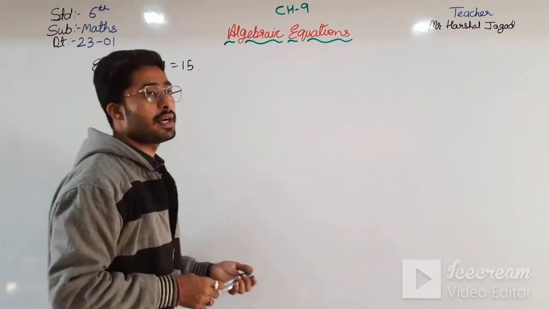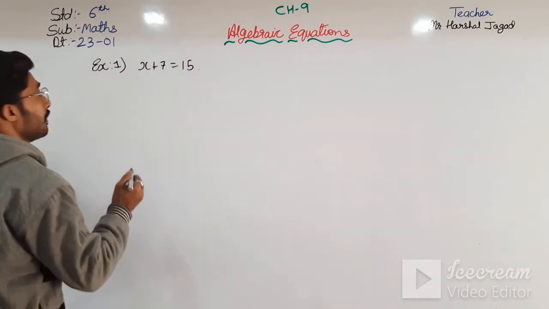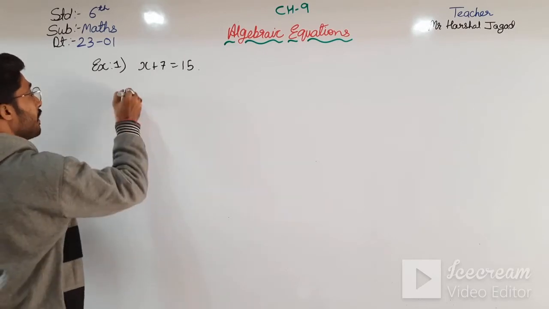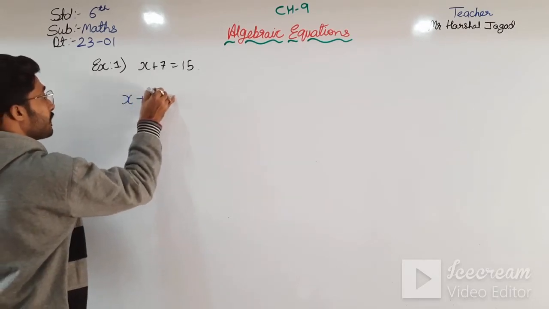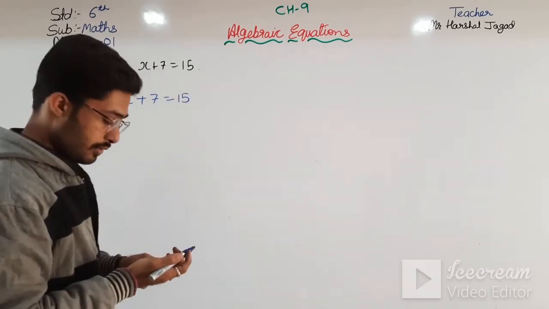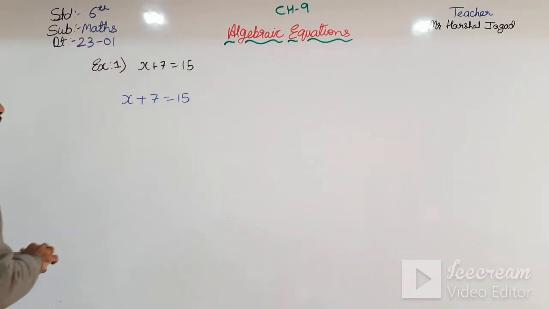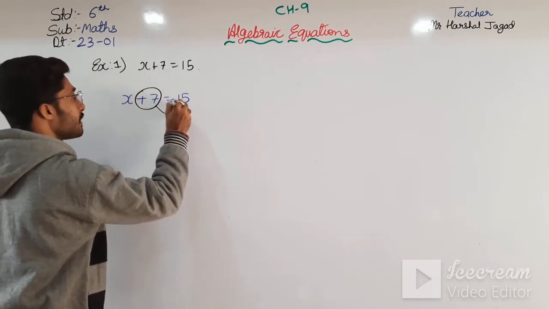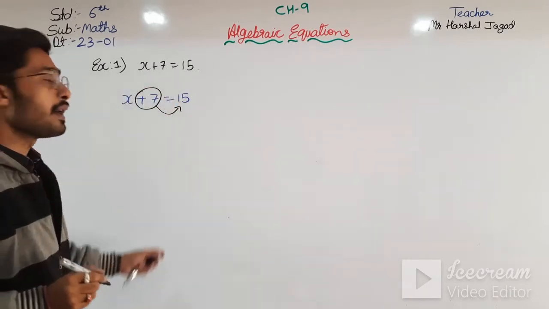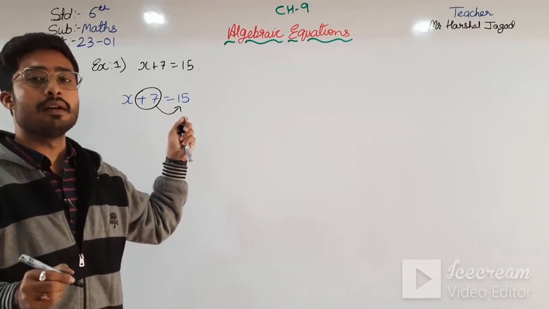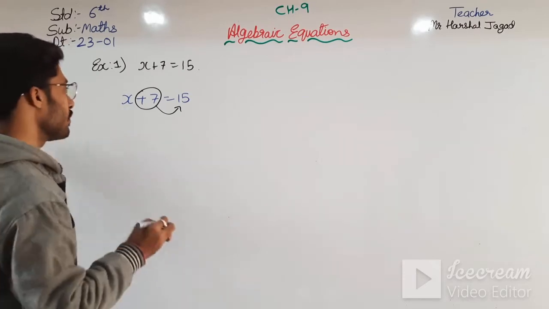Here we have to find the value of x. The equation is x plus 7 is equal to 15, which is given over here. So here, if I take this plus 7 towards this side, then it will become minus 7. And you can also do that.